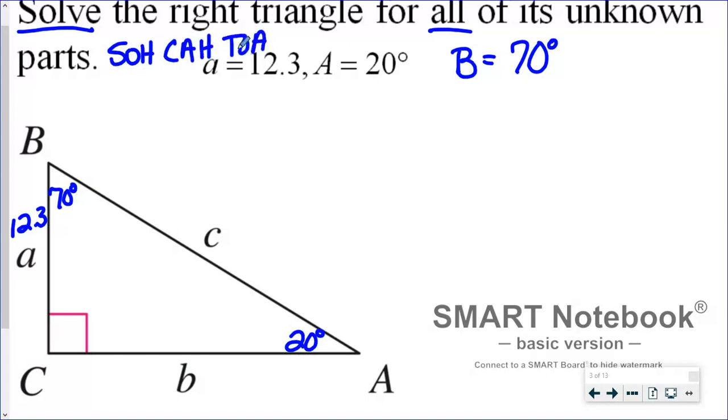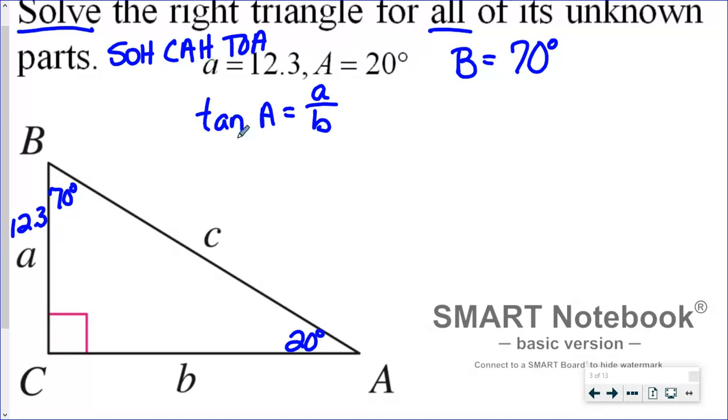All right. We were dealing with opposite and adjacent, so that is tangent. Remember, tangent is opposite over adjacent. So I know that tangent, and you don't have to write it down like this every time. This is just for explanation purposes, right? But tangent of angle A is going to be equal to the opposite, which is side A, over my adjacent, which is side B.